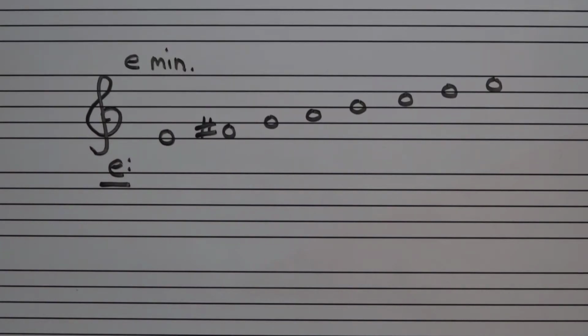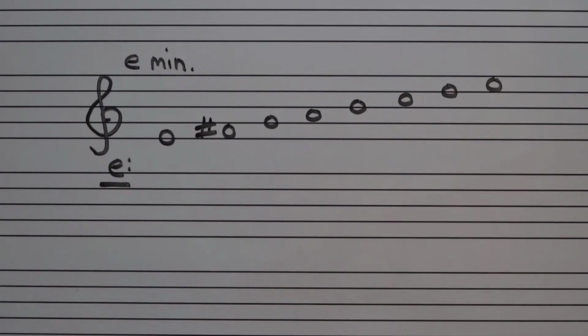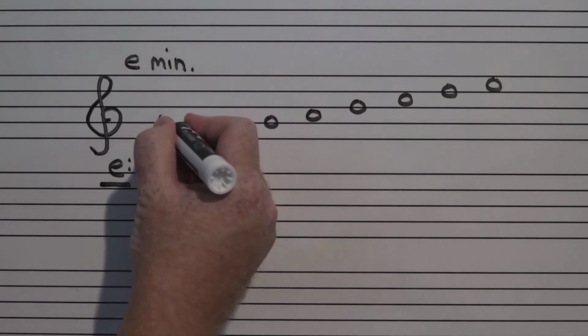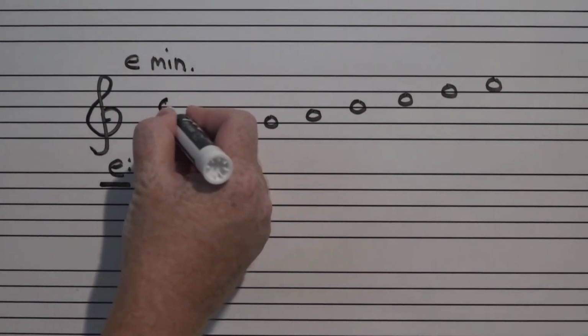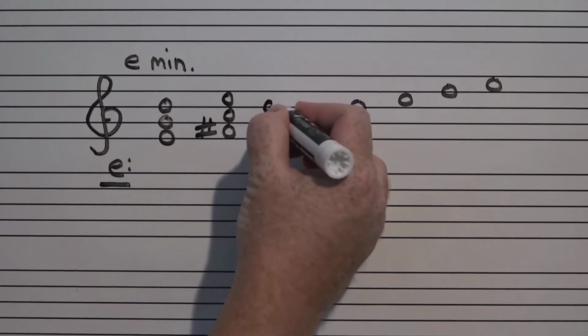Now let's discuss the Roman numerals in a minor key. And there are a couple triads in a minor key that will work slightly different. So here we are, we have an E minor scale, and let's build triads on each of those notes.